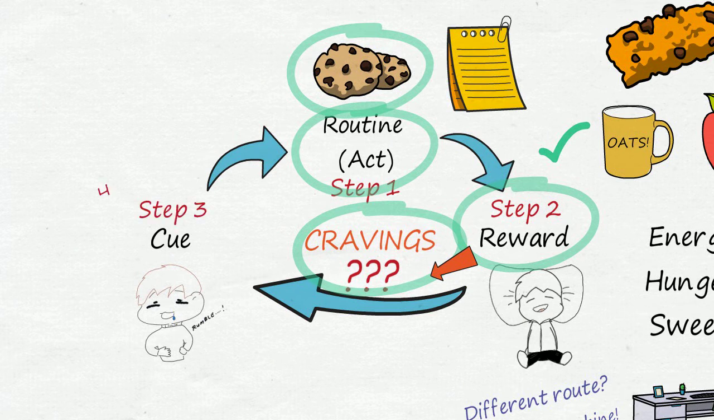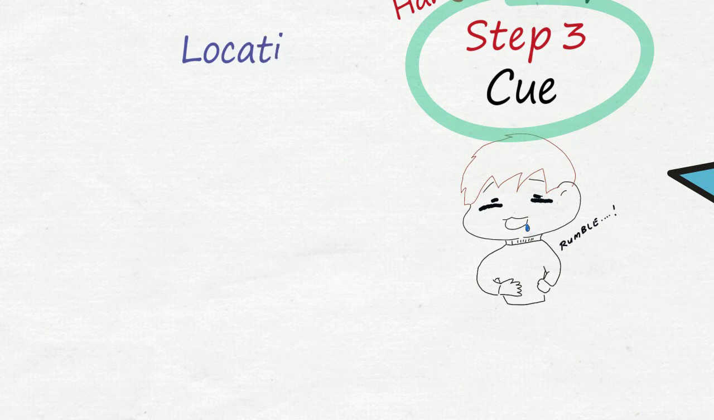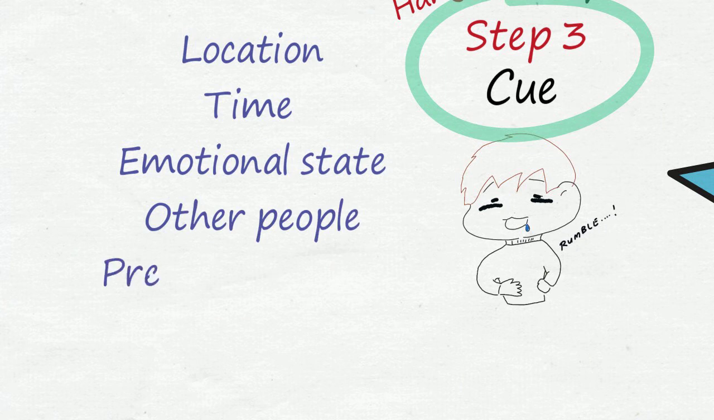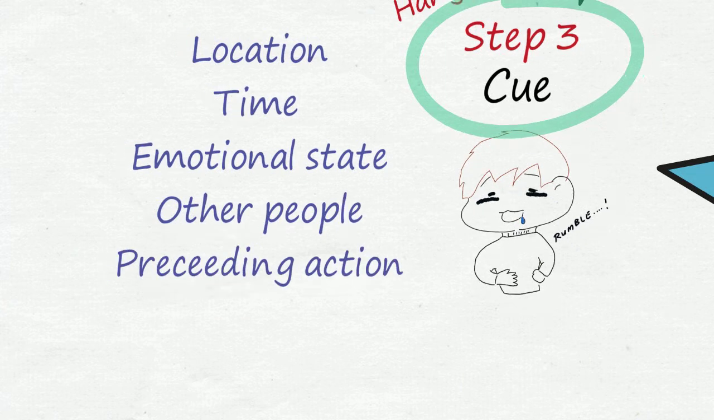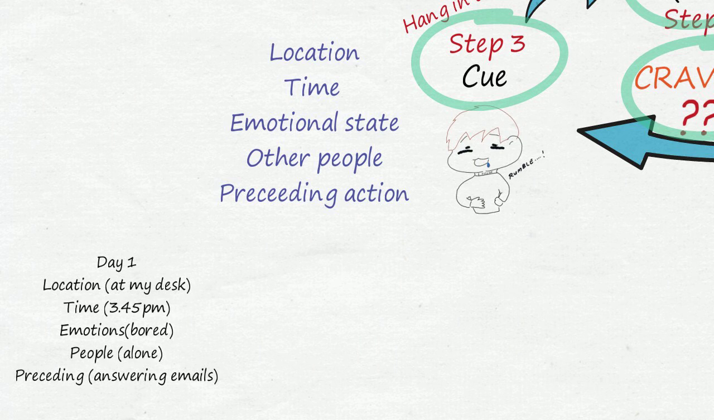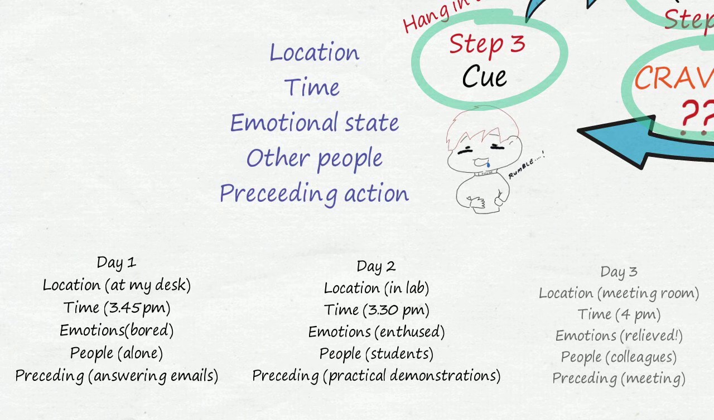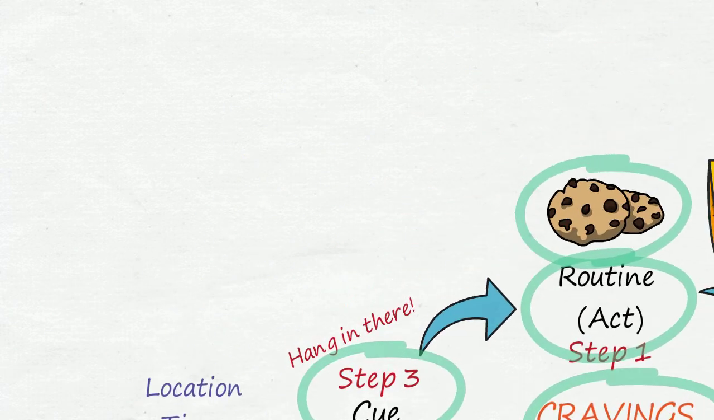So, now that you've worked out the routine and the reward, we head back towards the cue. Generally, cues fall into 5 categories: location, time, emotional state, other people, and what action preceded the urge. So, looking at the example above, I'll show you my potential cues over 3 days. Take a look at the 5 categories for each day. You will notice that the time factor seems to be a common cue, and I know this is because I get hungry around that time.